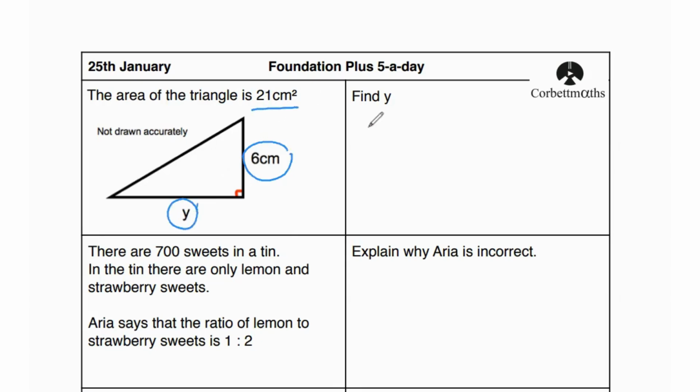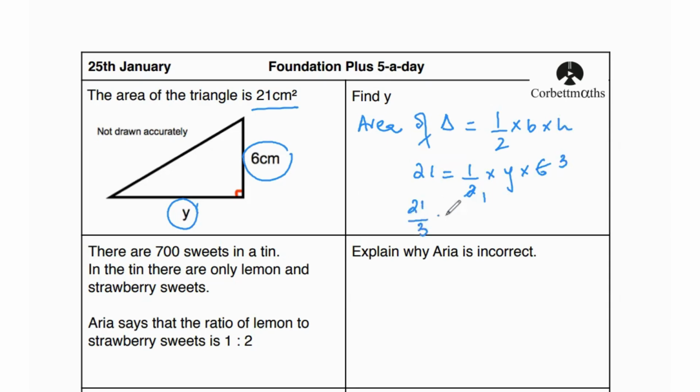We know the area. So area of a triangle basically has the formula of 1 over 2 times the base times the height. So 21 equals to 1 over 2 times y, which is the base, and height, which is 6. 2 ones are 2, 2 threes are 6. 21 divided by 3 is y, which basically gives us 7 centimeters.